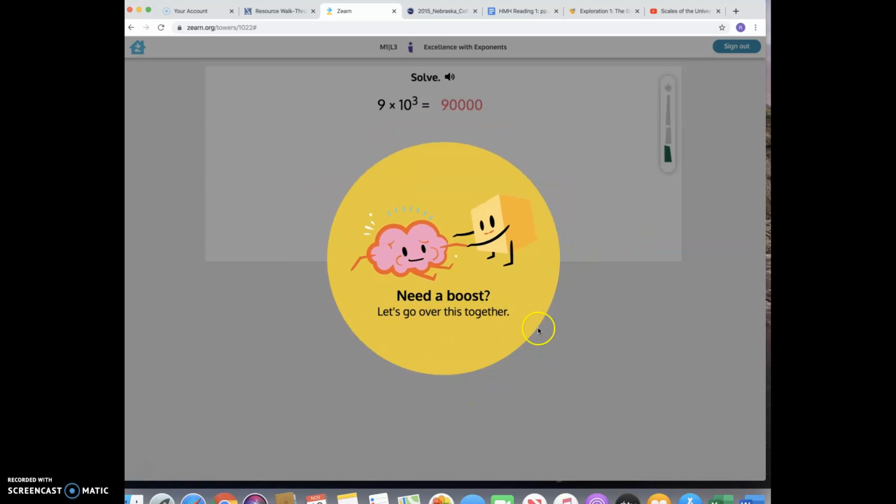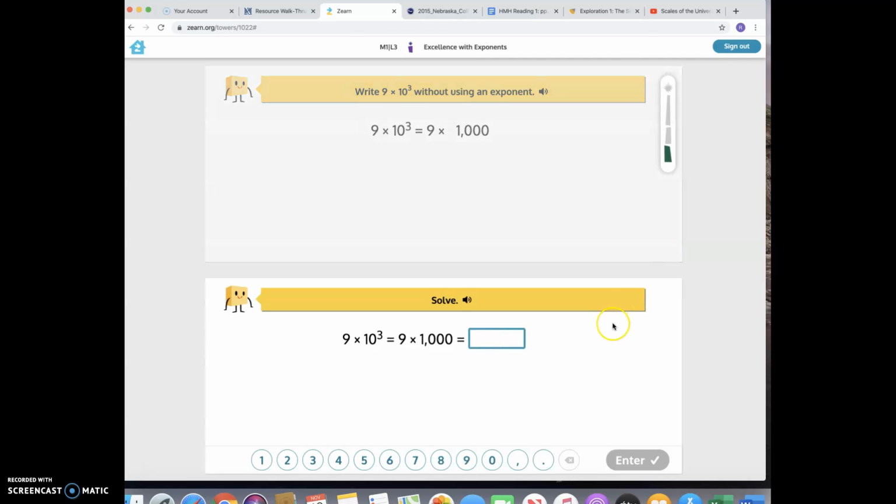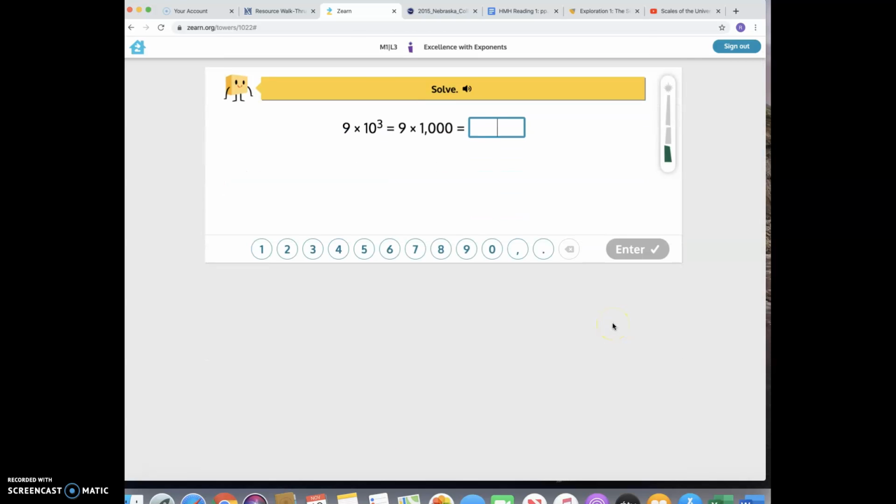What I like about Zern is they'll review it with you. And so my students could go through and maybe they still don't quite know it here, and they get the answer wrong again and again. Zern will walk them through, show them what the answer is, and then backtrack with them.